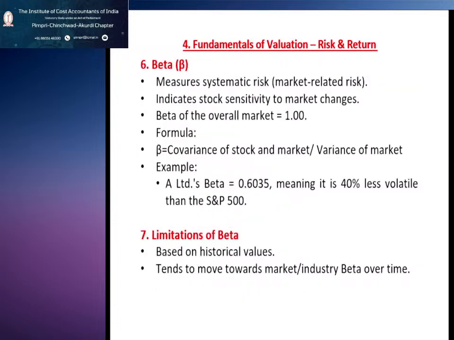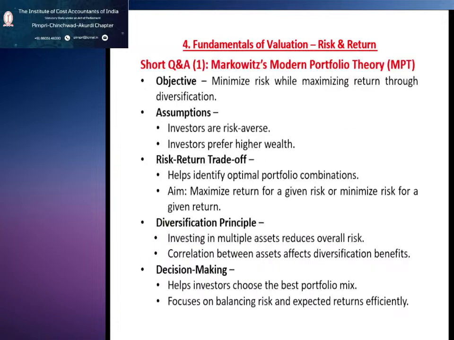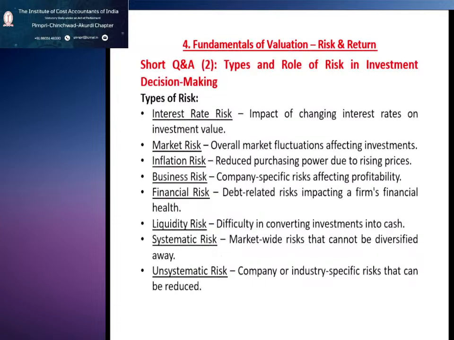Then with this we ended the chapter, or that's what the small chapter is all about, around 6 to 7 concepts per se. Thereafter I took up the various Q&As wherein we saw modern portfolio theory, its objective, assumptions, risk-return trade-offs, the diversification principle, what it means and how it helps in decision making. Thereafter question number 2 covered types and role of risk in investments. So we saw again the types of risk. There are a total of 8 risks: interest rate risk, market risk, inflation risk, business risk, financial risk, liquidity risk, and systematic risk and unsystematic risk.